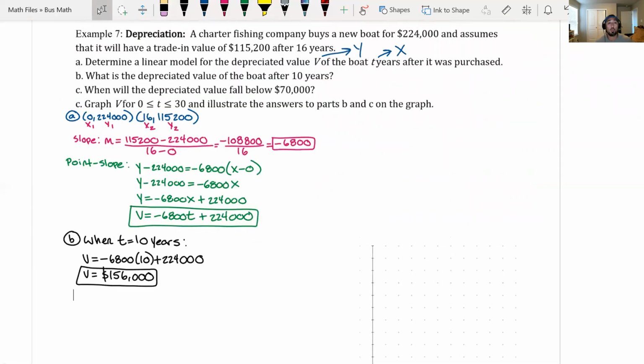C. When will the depreciated value fall below 70,000? So now it's giving us the opposite of what B did. B gave us a T value, so we plugged in for T. C is giving us the value. It's giving us V. So we're going to take 70,000 and plug it in for V and solve for T.